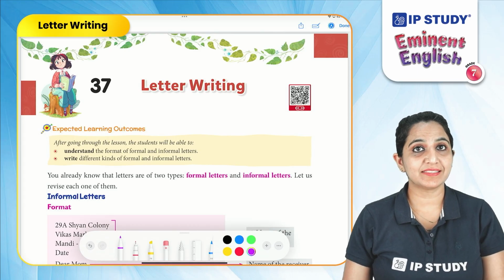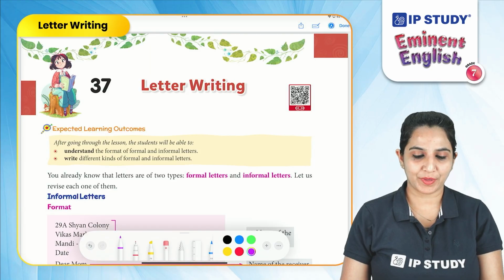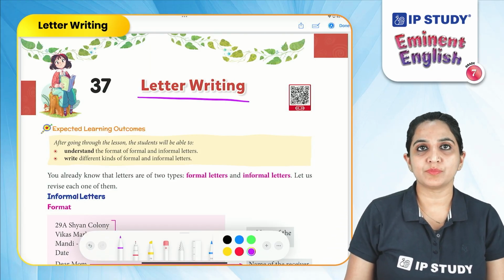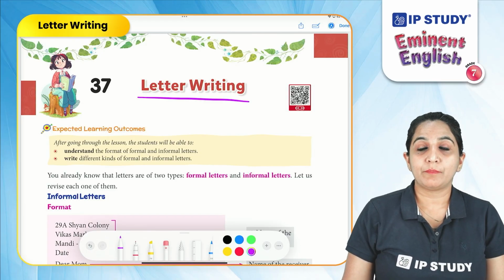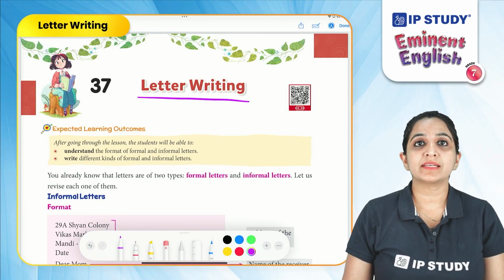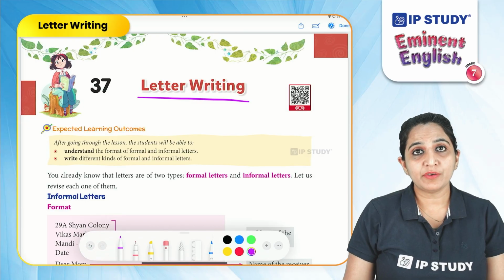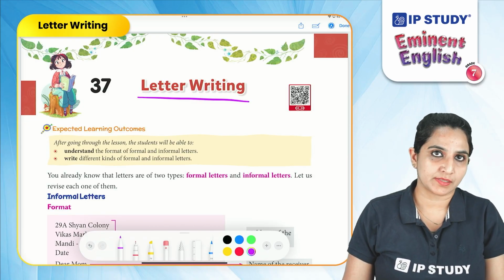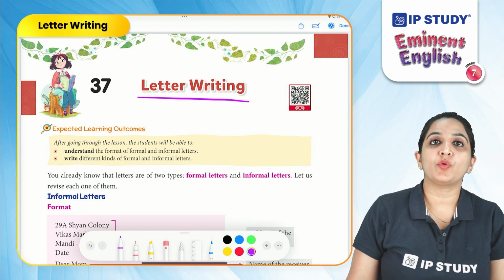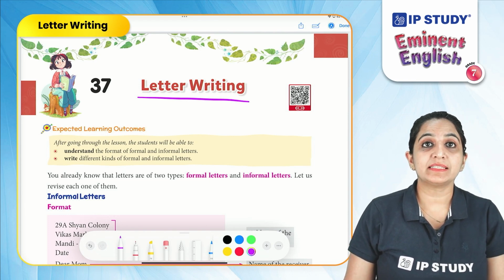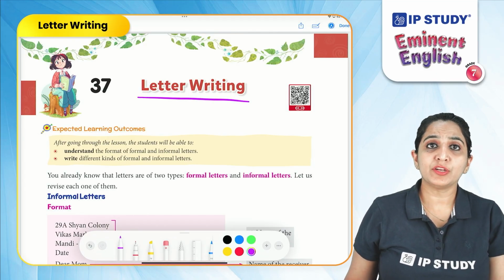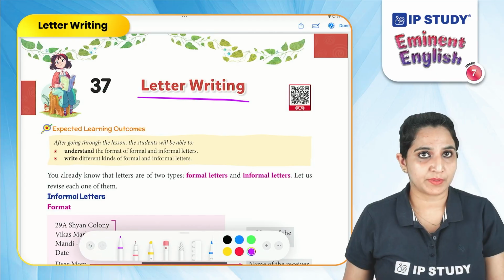Today we will discuss the 37th chapter of Grade 7 English Grammar and our topic is letter writing. Letters are one of the oldest modes of communication. Before instant messaging and emails, we completely relied on postal systems for communication over distances. That means letters were sent through post. Till today, they are used for personal and professional purposes.